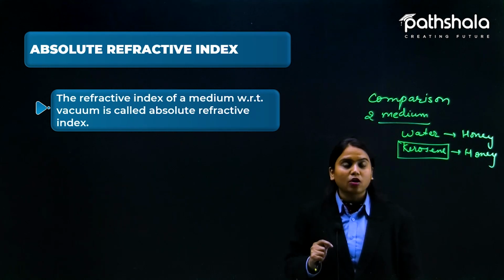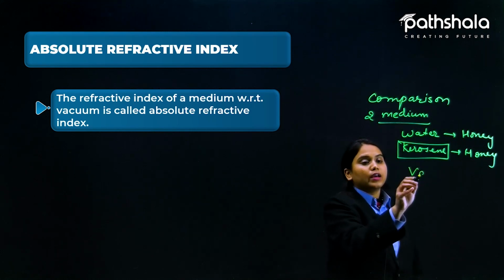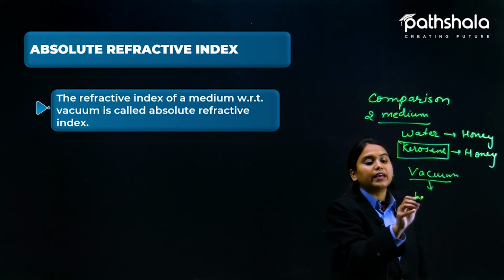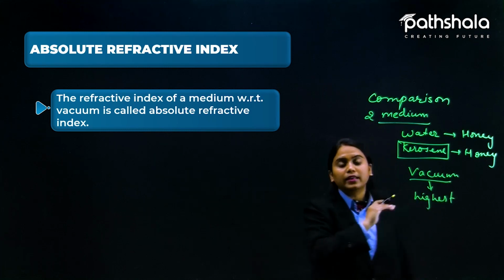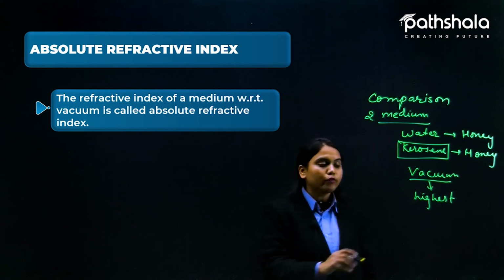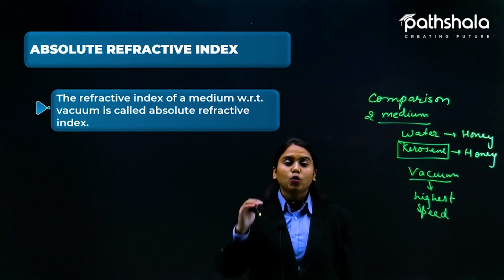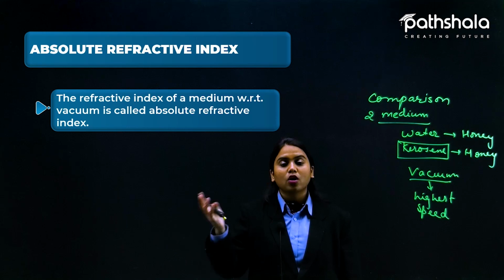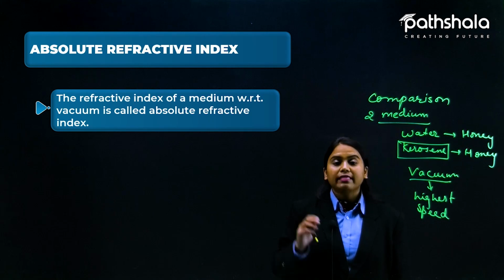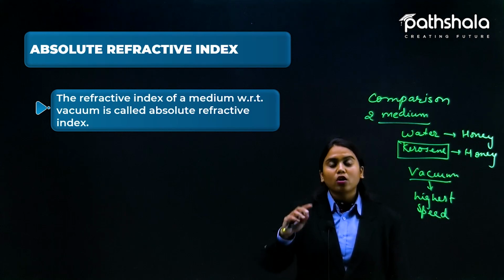So the refractive index of any medium with respect to vacuum, because you know that vacuum is nothing, here the light is at the highest speed, because there is no medium, no air or no molecule. Vacuum is nothing actually. So the speed of the light here would be the highest. That is why we keep one medium and compare the other mediums according to the vacuum only. This is known as absolute refractive index, and these are the basic index values, and these index values are not going to change.